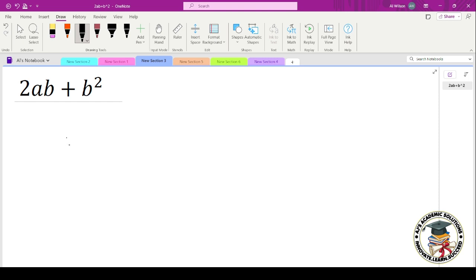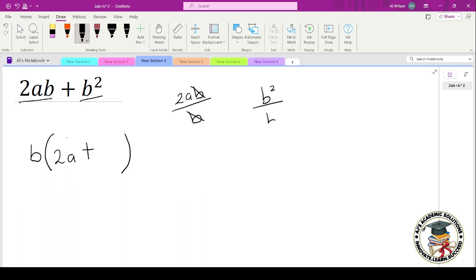So of course, as you always would remember, you're looking for what is similar in your two algebraic terms. Looking here at 2ab and here is b squared, what we can identify as similar is b. So with b being similar, we're going to put that outside of the bracket, and now we're going to form our bracket. Now to know what goes in the bracket, we can have 2ab being divided by b, which leaves us with 2a. We're going to put back our plus sign, and now we have b squared divided by b.